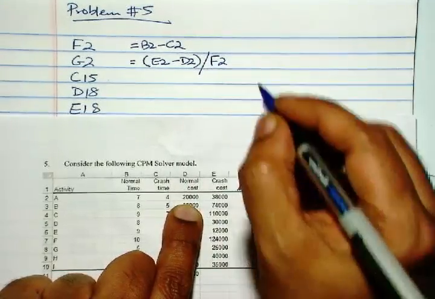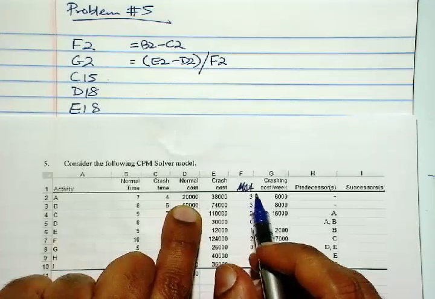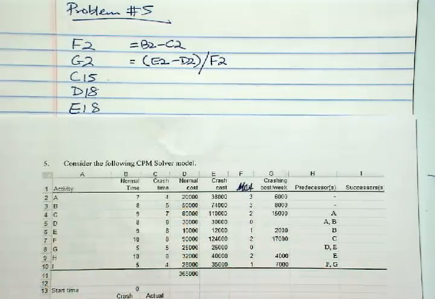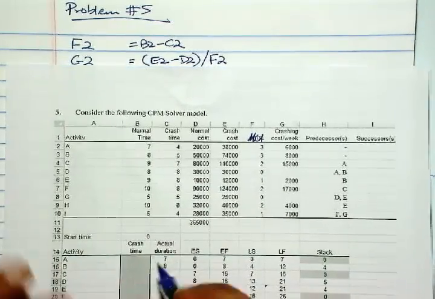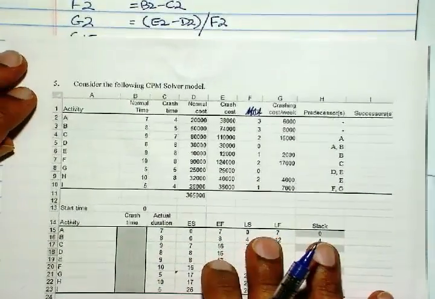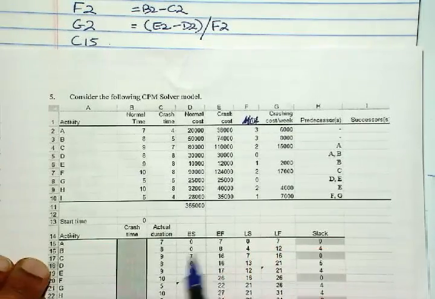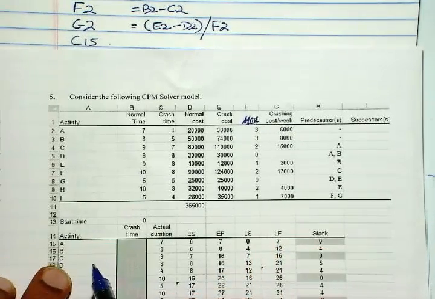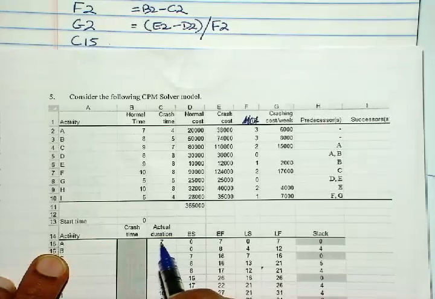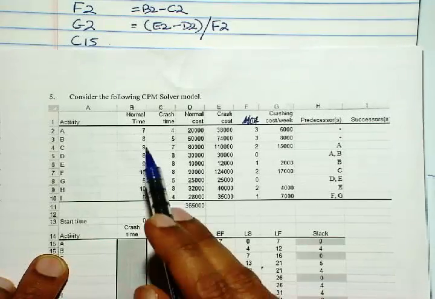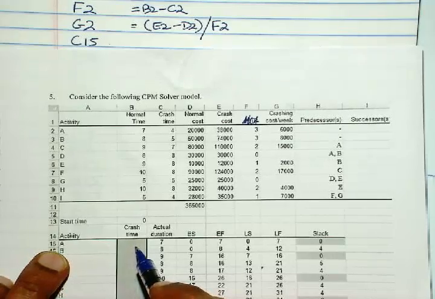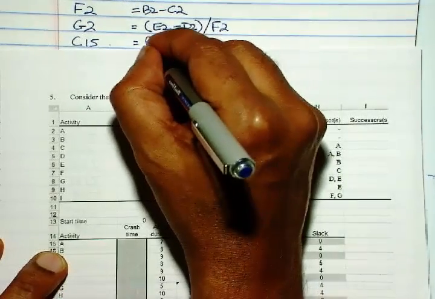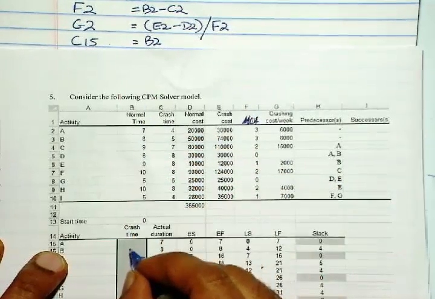Okay, next is C15. Now C15 is right here. That is actual duration. Actual duration is normal duration minus the crash time. So this will be B2 minus B15.